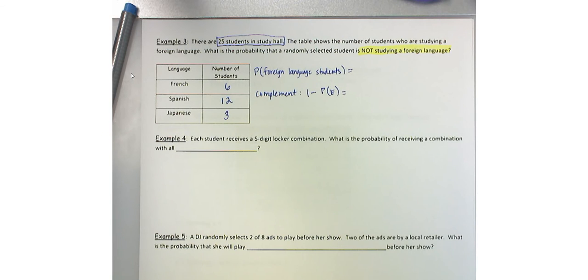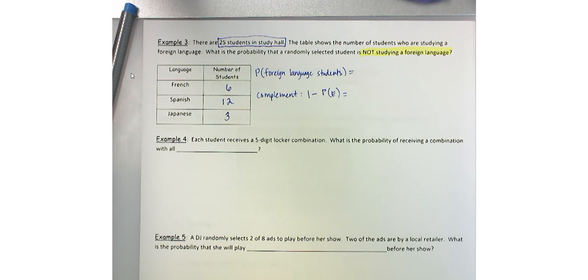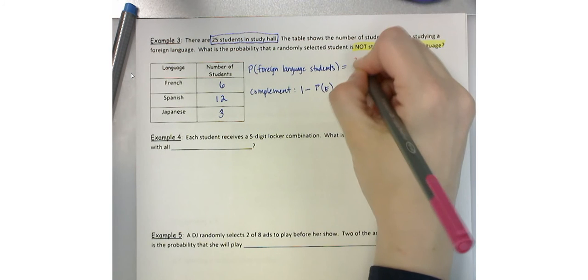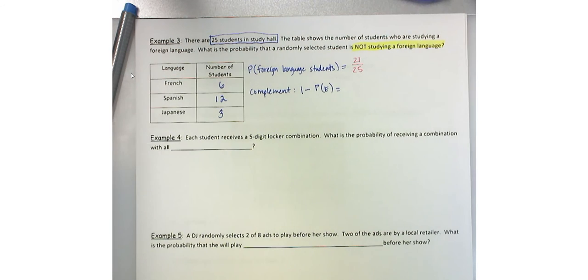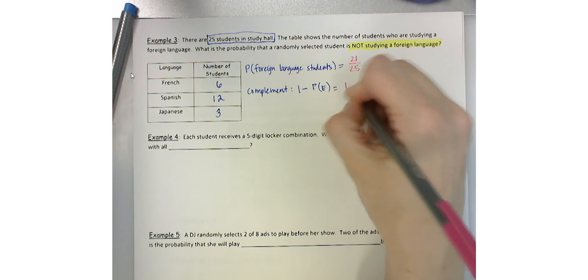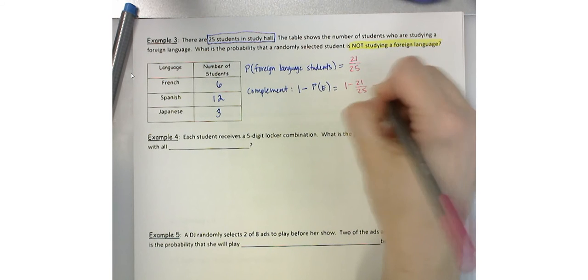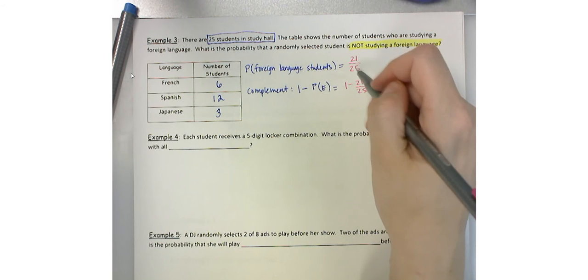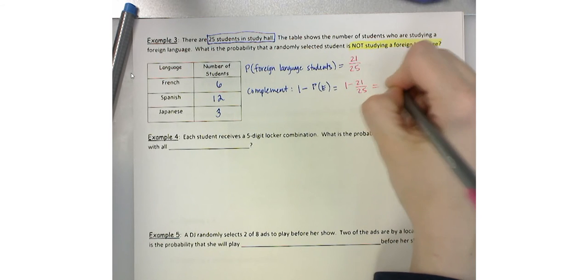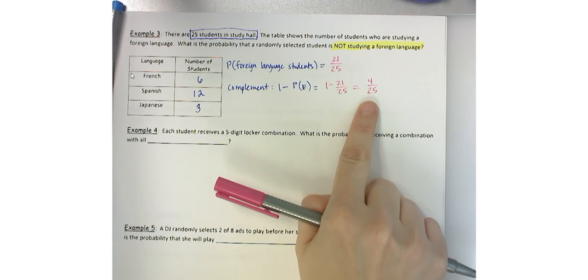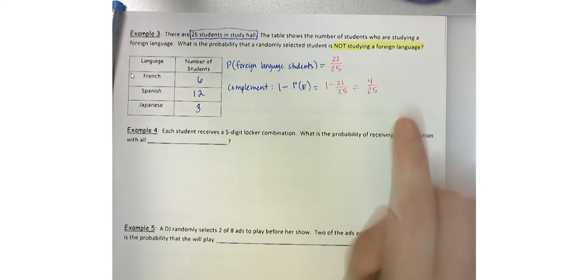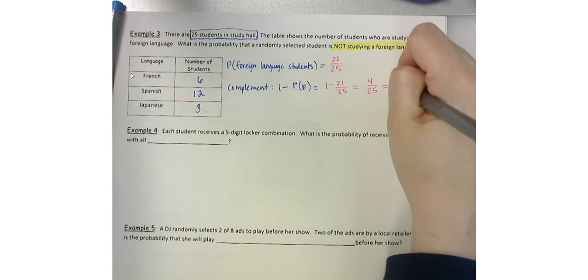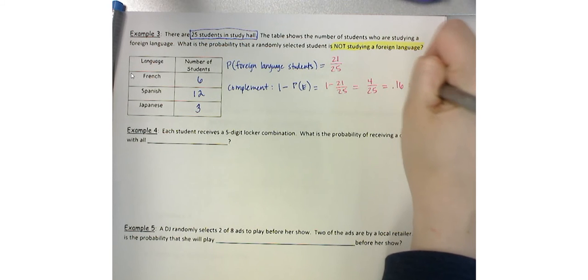4. So this would be one where you already have a reduced fraction, and we could find this percentage without using our calculator, because 25 times what is going to be 100? 4. So 4 times 4 is 16. So this is exactly 16%. Okay, when you're doing 1 minus, you're subtracting from your denominator, 25 minus the 21.